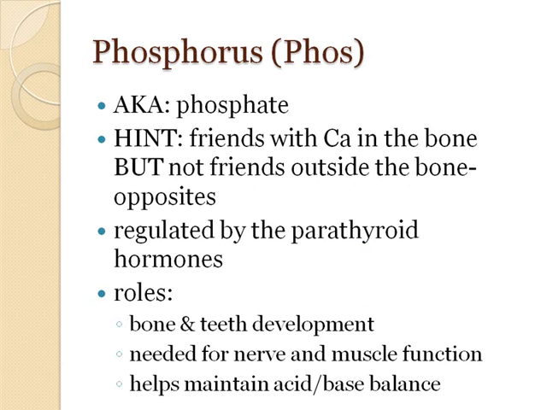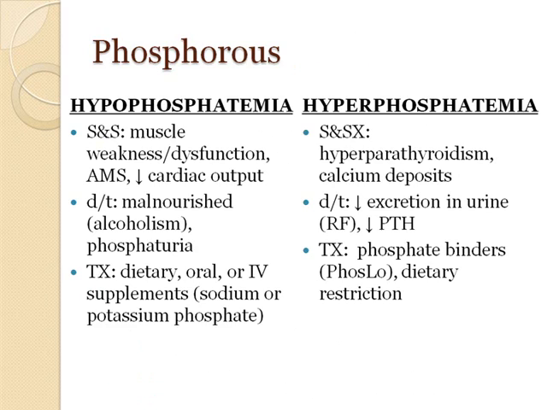Phosphorus is the one that's friends with calcium in the bone, but outside the bone they are opposites, so in the bloodstream they'll go opposite directions. It too is regulated by the parathyroid hormones. And the roles, it strengthens your bone and teeth and helps with the development. We also need phosphorus for nerve and muscle function, and it helps maintain our acid-base balance as well.